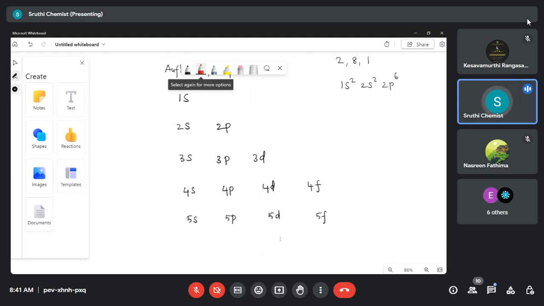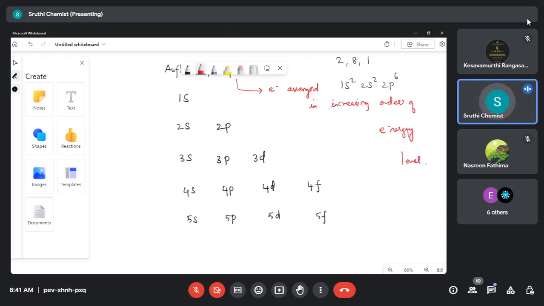What is the Aufbau principle? Here, the electrons are arranged based on the energy level. Electrons are arranged in increasing order of energy levels.